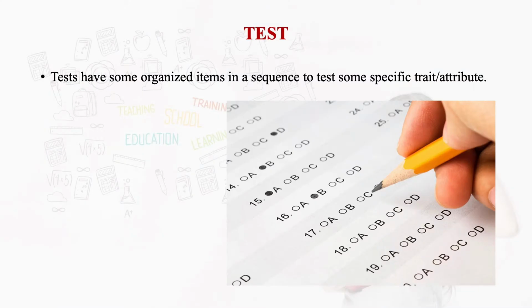And the second term that we use is the test. So try to understand the concept of a test. A test has some organized items in a sequence to test some specific trait or attribute. So this is the organization, or the selection, of certain particular types of questions or items for measuring or assessing some specific trait or attribute of the individual, of the students or the learners.